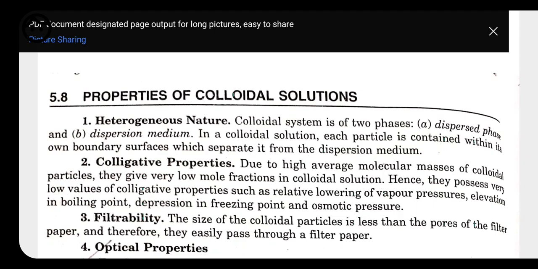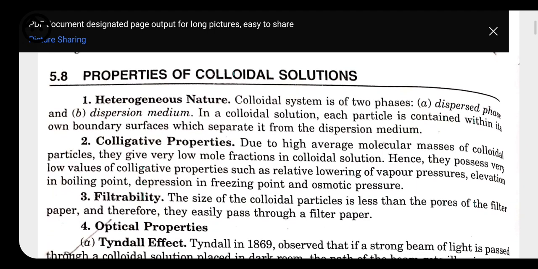Okay, next property is filterability, meaning whether it can be filtered or it can pass through the filter paper or not. Whenever we pass this type of colloidal solution through filter paper, the size of the colloidal particle is less than the pores of the filter paper. That's why it can easily pass through the filter paper. But when we pass it through the parchment membrane, it cannot pass, because the pores of the parchment membrane are very small compared to the size of the colloidal particles. That's why it cannot pass through the parchment membrane.